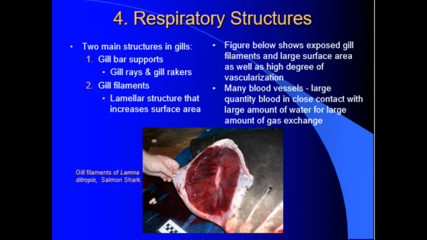So here's a salmon shark, someone's holding open its gills. You can see how red that is, how much blood there is. It's a big surface area. So there's a lot of blood, there's a lot of water that flows across these gills, and it's a short distance for all that gas, oxygen, to move out of the water, move across a couple of cells, and then it's in the blood. It's in a huge amount of blood because of all the blood that's delivered to the gills.